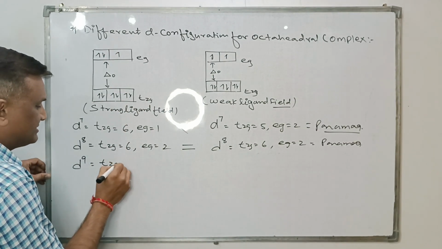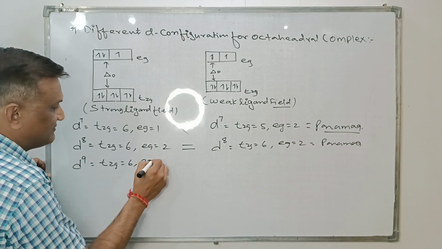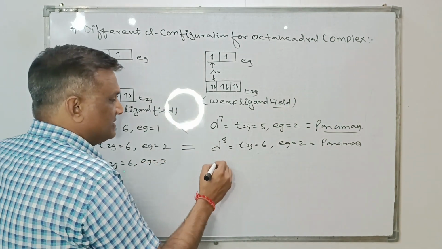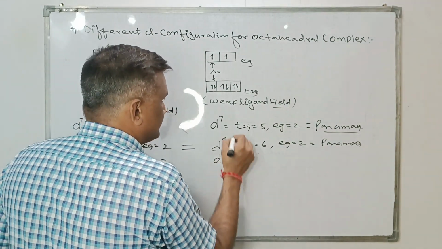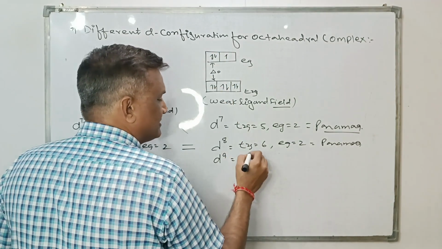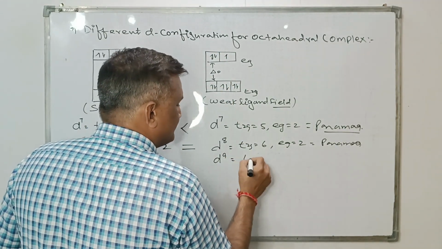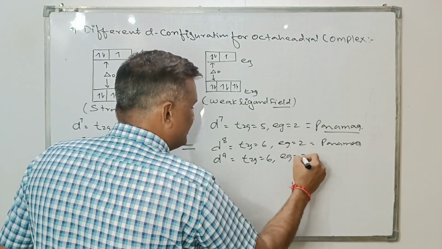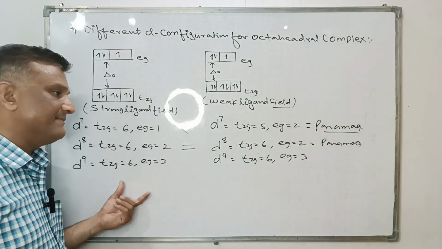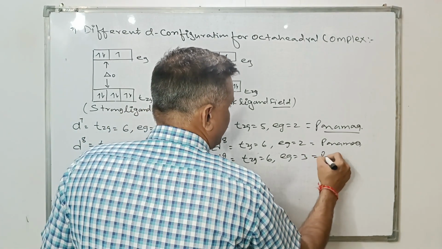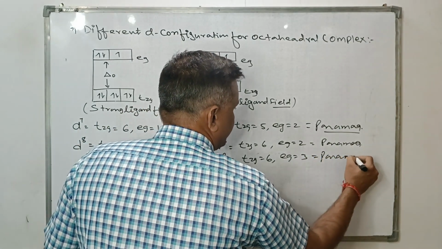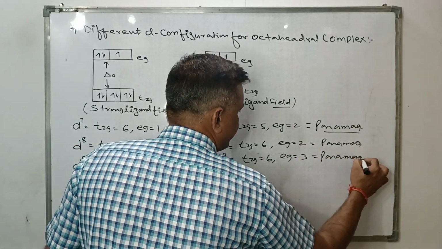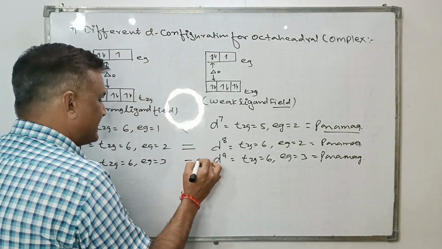If we go with D9, then here will be the 9th electron. So T2G is equal to 6 and EG is equal to 3. For this D9, this is 6 and 7 and 8 and 9. So T2G is equal to 6 and EG is equal to 3 again. The configuration is the same. So both will be paramagnetic, and their paramagnetism remains the same. So this is the equal sign.